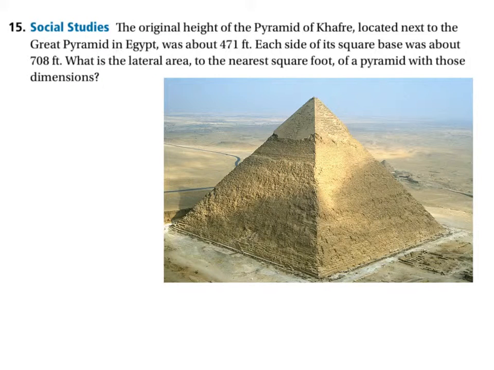All right, let's throw in a little bit of information. I looked up an image of the pyramid of Khafre on the internet so that we could have a legit sketch. So the original height of the pyramid of Khafre, located next to the Great Pyramid, was about 471 feet. What length are they talking about there? What they're talking about is from this straight down to the center.